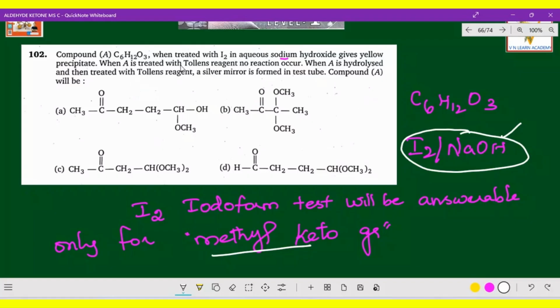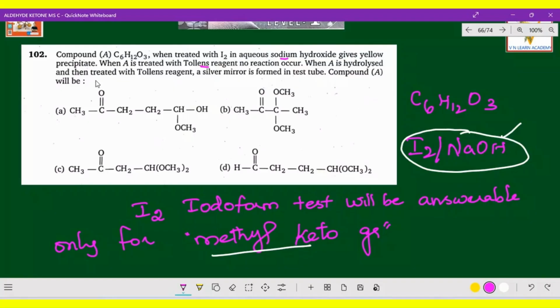When A is treated with Tollens reagent, no reaction occurs. So 100% this is not an aldehyde. Why? Tollens reagent will be answerable only for aldehyde, and it will react with aldehyde and form the silver mirror, right? So it does not react with the keto group. So 100% no aldehyde here, keto group only, and that is a methyl keto group only.